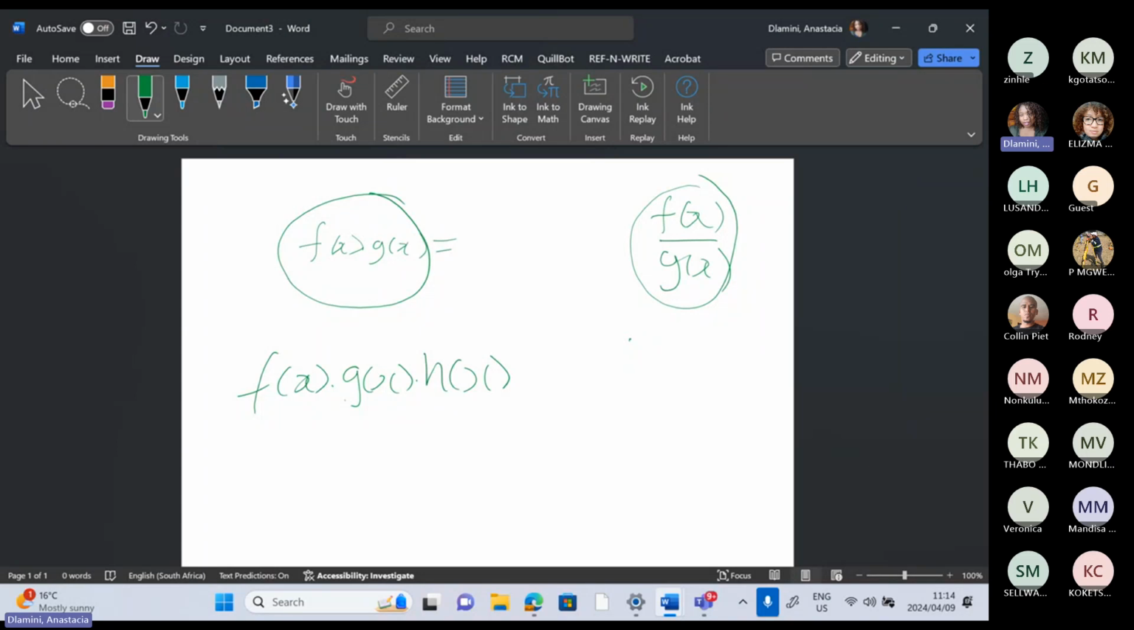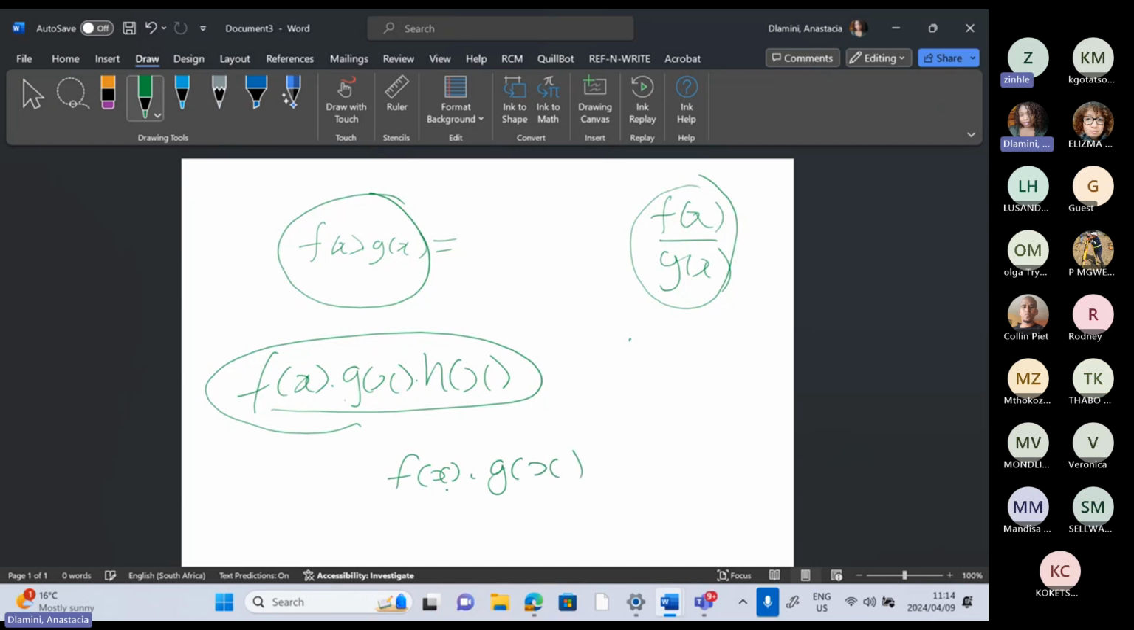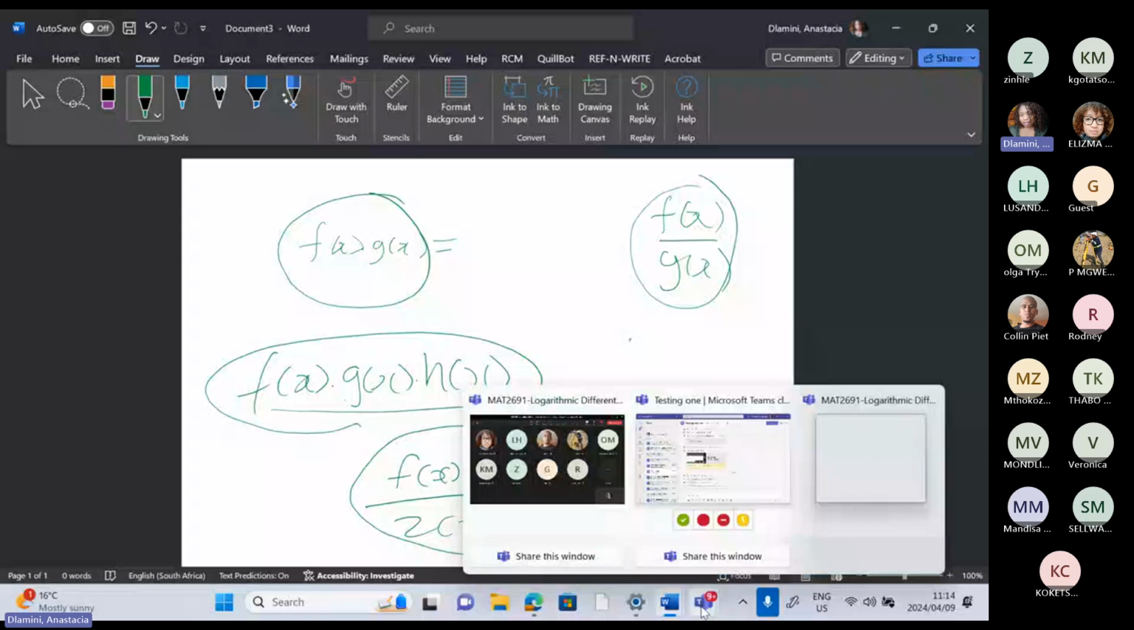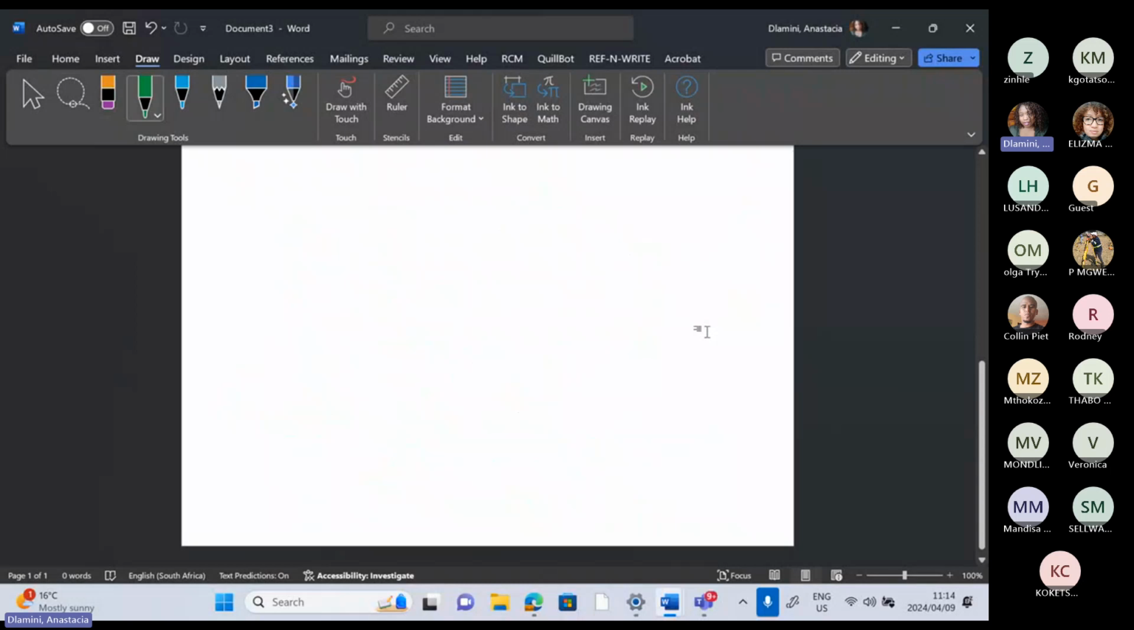But the thing is, sometimes it becomes difficult to differentiate such an expression. Or if you have f of x times g of x over z of x times h of x, then it becomes difficult for you to differentiate such an expression using the quotient rule. So to simplify this differentiation, we then use the logarithmic rule. Are we all together? Or should I give an example?